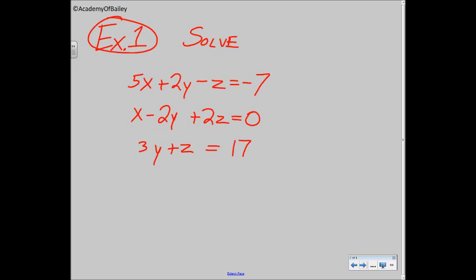You see this third equation, 3y plus z is equal to 17. Well, our whole goal is to try to get down to where one variable is equal to a number. X is equal to something, y is equal to something, or z is equal to something. So we have to start eliminating variables somehow. I'm looking at this third equation, and I'm going to subtract 3y from both sides, leaving me with z is equal to 17 minus 3y.